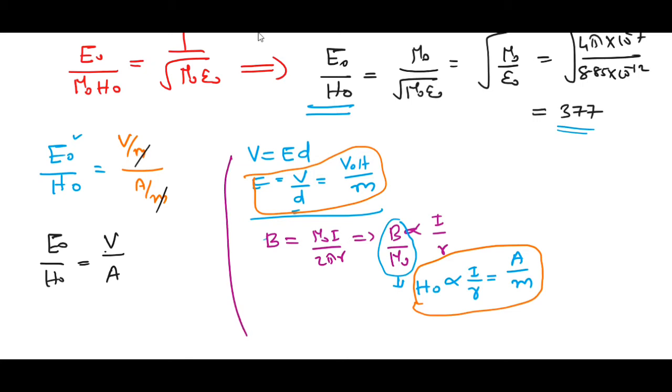Come to Ohm's law. Voltage V is equal to I into R. Voltage divided by current is resistance. That is, this is nothing but volt per ampere. That is, resistance is ohm. The unit of resistance is ohm.